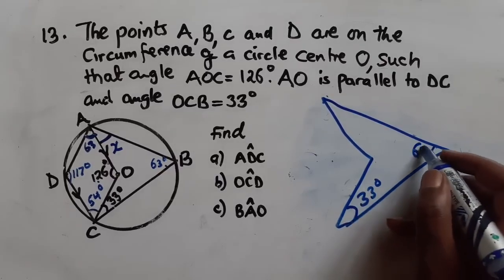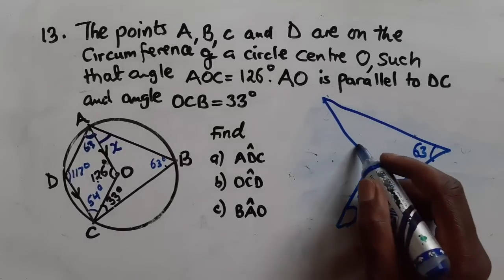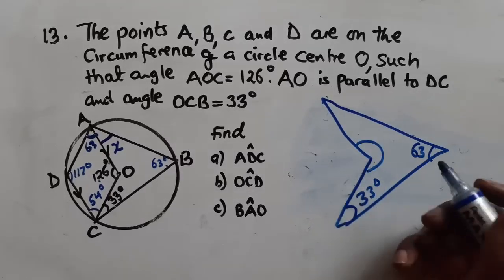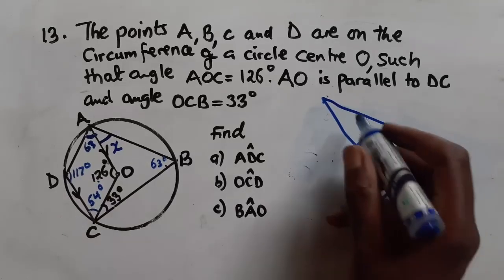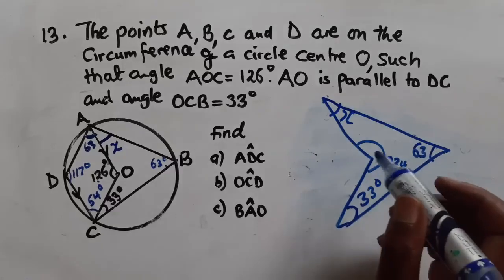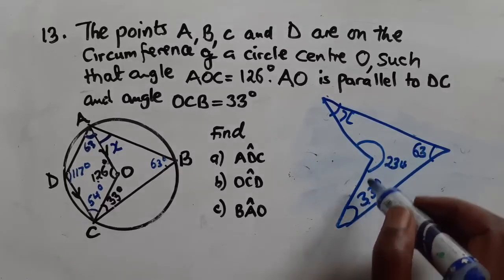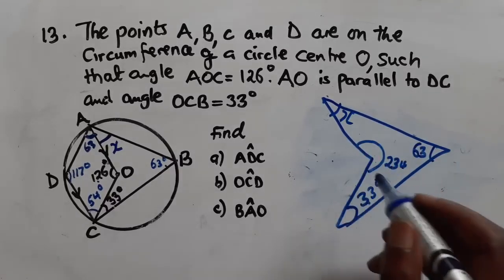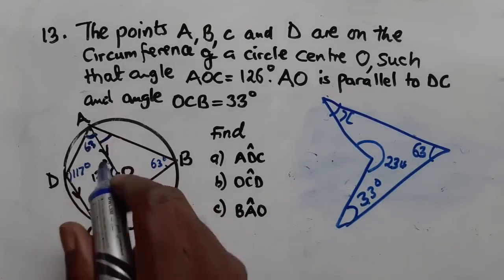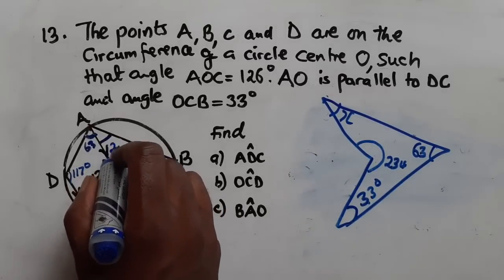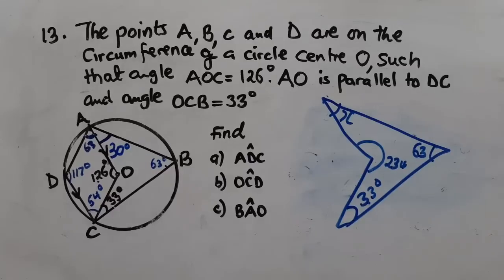This is 63. Then this angle here, you need to know this angle here. This angle, we got it as 234. Then you have this one. You can also do the same. You add this and subtract from 360. You will still be able to get 30. So this angle here is equal to 30 degrees.